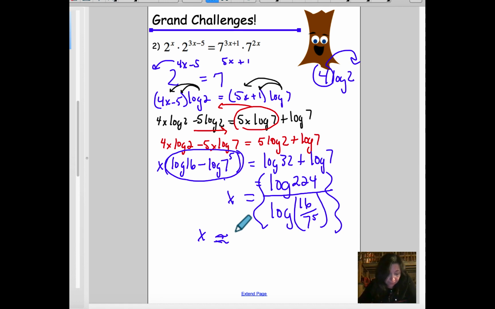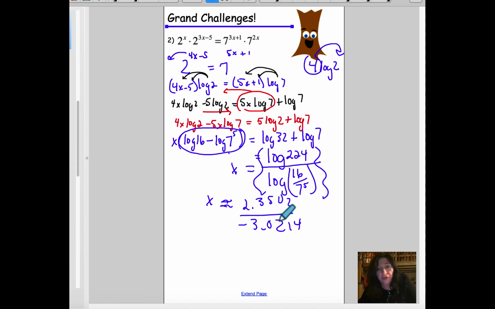So log of 224 is about 2.35024, divided by that, which is log, parenthesis, 16 divided by, parenthesis, 7 to the 5th power, close the parenthesis. Equals negative 3.0214.